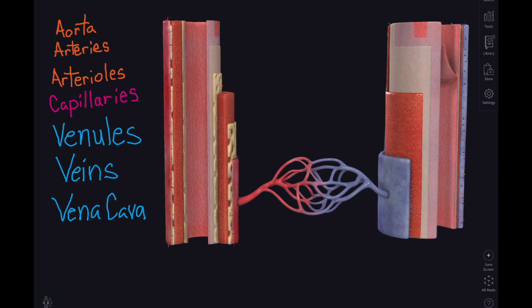So the aorta is our largest artery. It's going to be taking oxygenated blood away from the heart. So the oxygenated blood is being taken away via the aorta. It's going to branch off into smaller arteries throughout our entire body. Those arteries are going to get even smaller, and those are called arterioles. And then the arterioles are going to get to our smallest blood vessel. Our smallest blood vessel is going to be the capillaries. So the capillaries are where the oxygen is going to be exchanged.